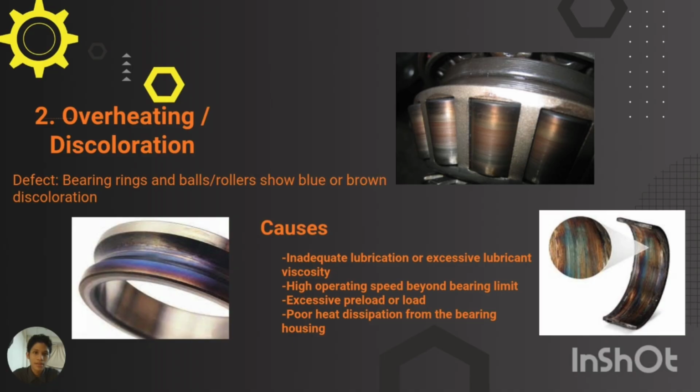This is an example. This is also another type of bearing. The causes are inadequate lubrication or excessive lubrication with high viscosity, high operating speed beyond the bearing limit, excessive preload or load, and poor heat dissipation from the bearing housing. There's another one.